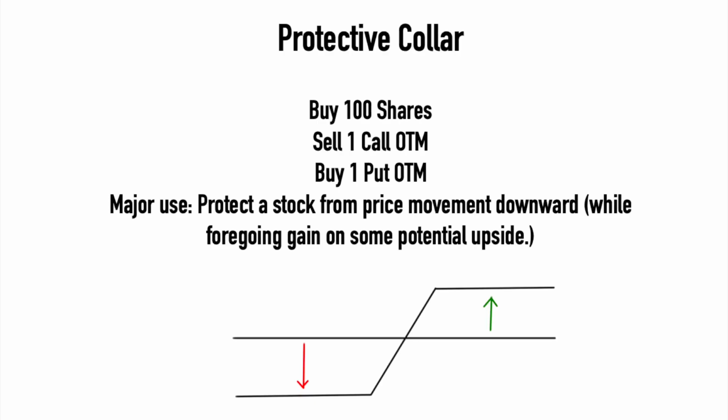A protective collar is constructed by going long 100 shares, selling one out of the money call option, and buying one out of the money put option. Now, this out of the money put option protects risk from downside movements in the share price. And selling that out of the money call option is used to pay for the put option. Now, this provides protection to the downside, but does cap potential gains to the upside in share price movement because of that short call option.